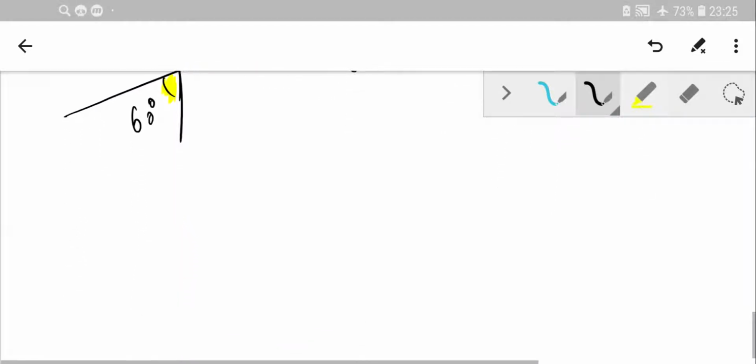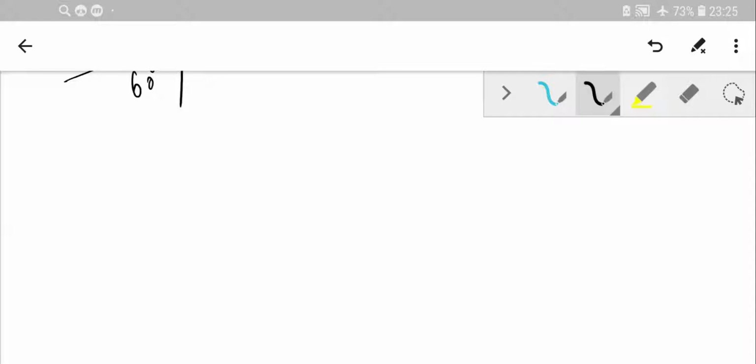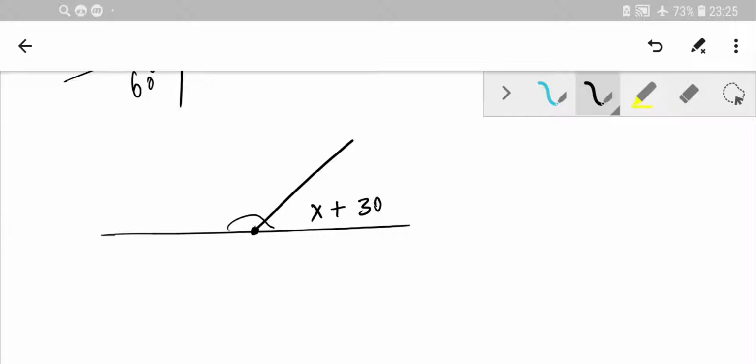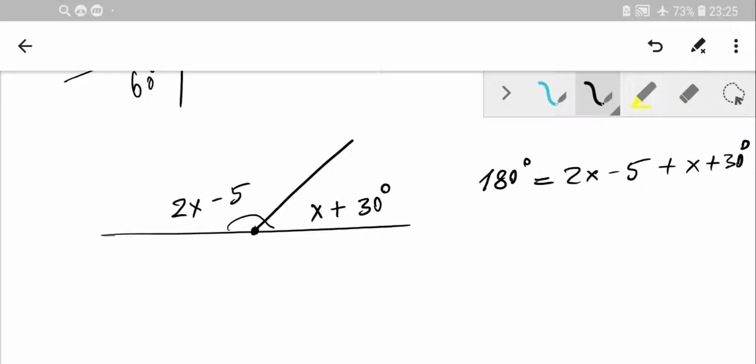All right, what to figure out also? Maybe just a bit more complicated stuff. Okay, so let's take one 180 degrees angle, and split it into two parts. Let's say this is x plus 30 degrees, and this, let's say, 2x minus 5. Okay, so how to figure out x from here? You know that in order to arrange 180 degrees, you just need to add those two angles, right? So you just add those two angles, okay, and simplify.